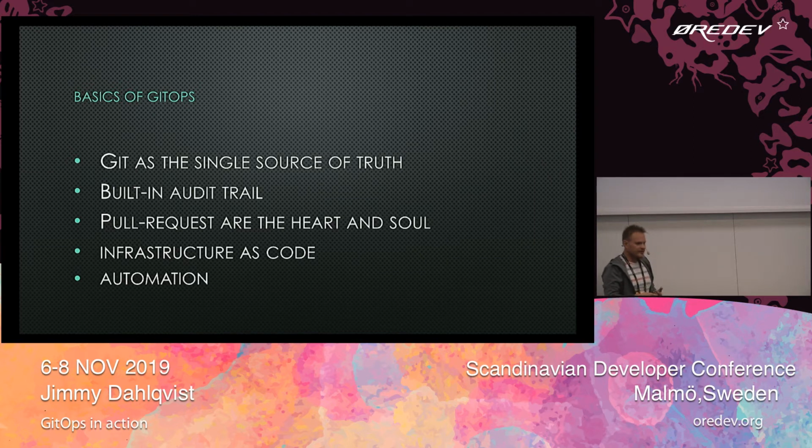So starting at the basics of GitOps, we use Git as the single source of truth. This is where we put everything. If it's not in Git, it doesn't belong in our production environments. It's a single source of truth. Everything must be in Git. With that, we get a built-in audit trail. We know what happened to our production environment, and we know when it happened and who made the change.